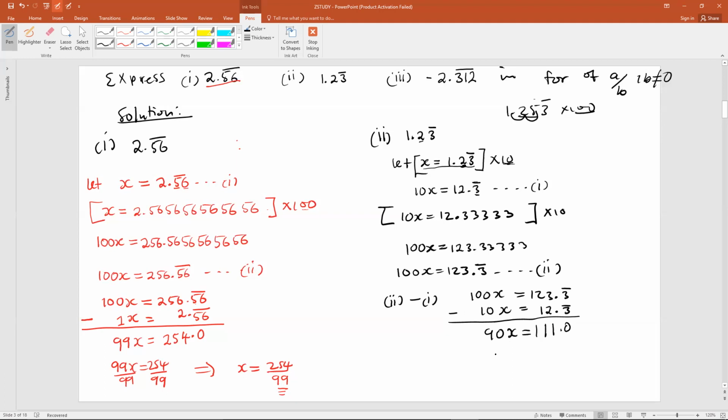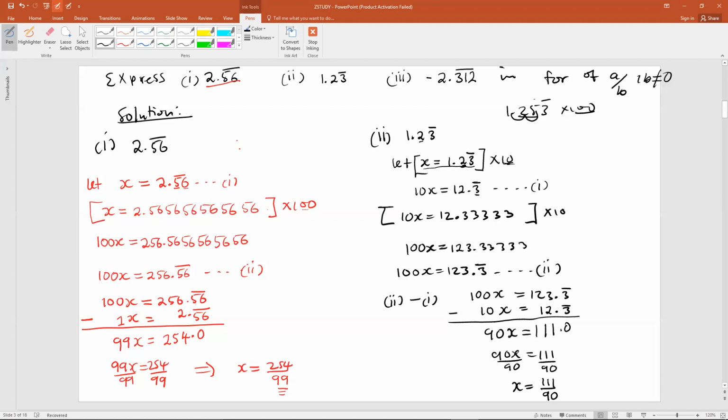Then you want x to remain alone, so that's 90x equals 111. You divide by 90, and on this side you divide by 90 too. So your x is equal to 111 over 90. You get me right? That is it. If there is a number that can go into 111 and 90, you have to simplify.